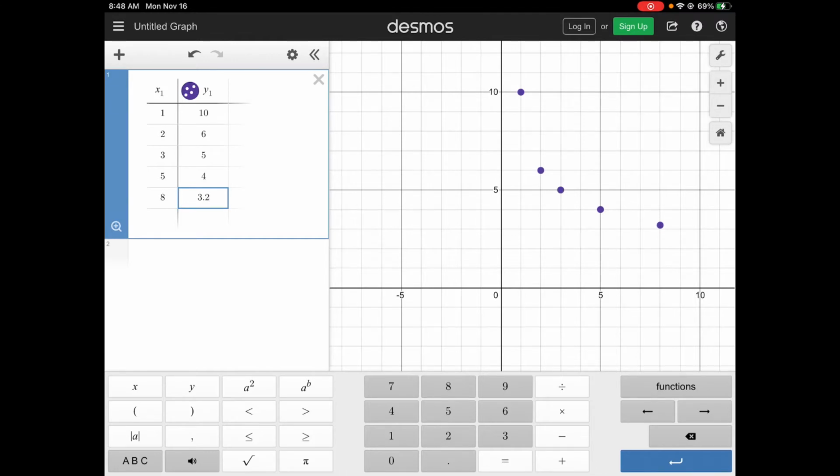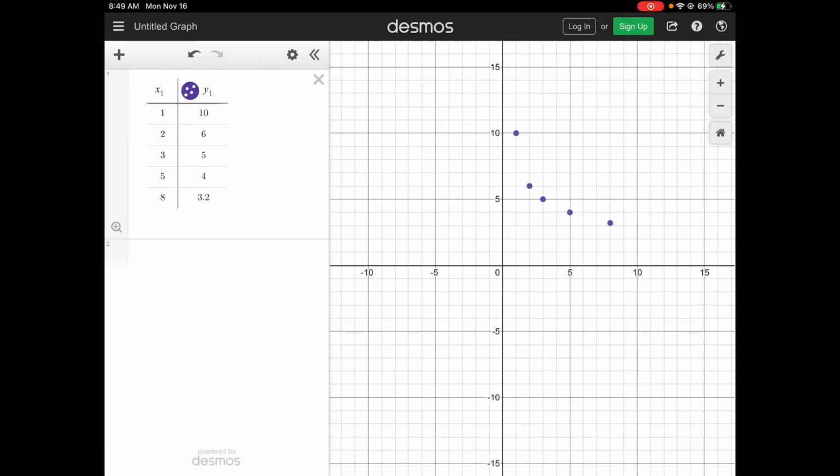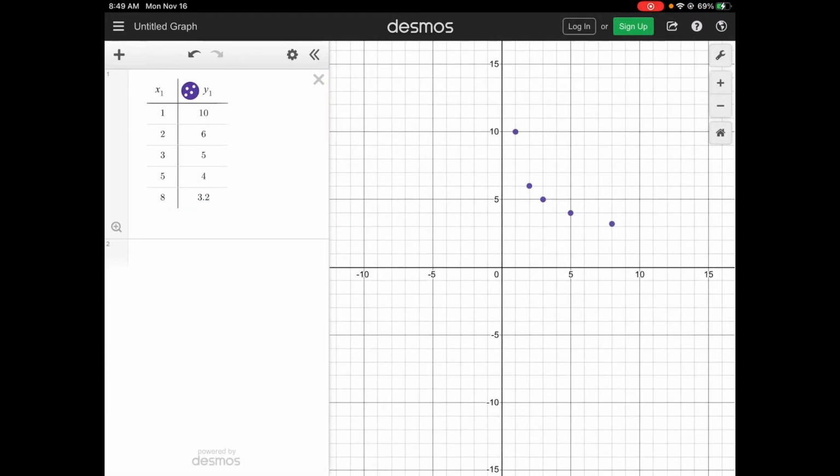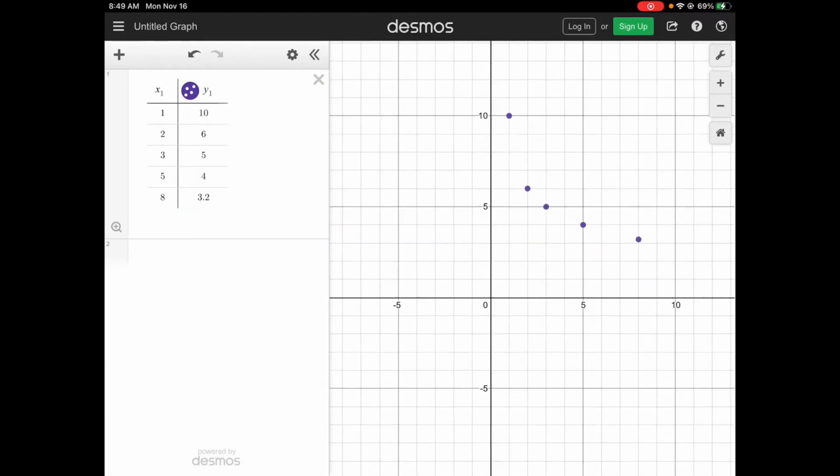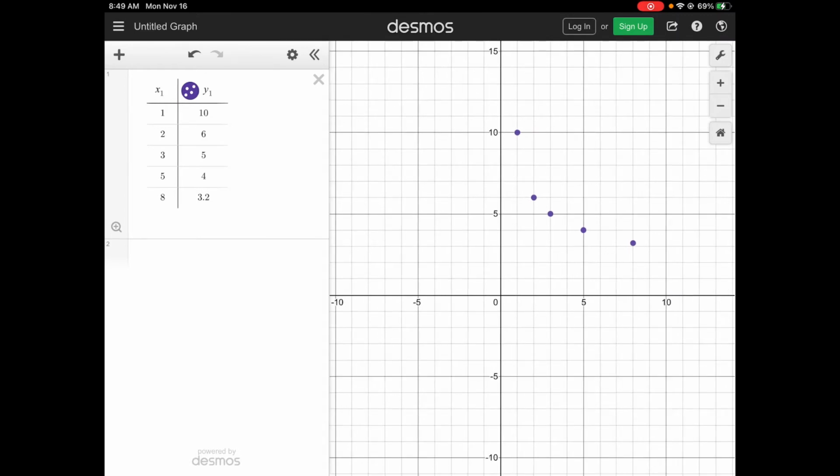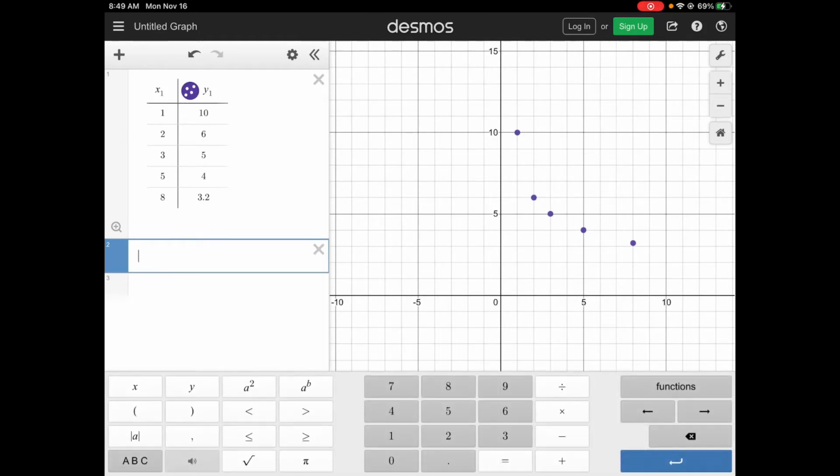Okay, now you notice, as I'm typing this, my data is popping up on the scatter plot, and by using the pinching feature on our iPad, you can zoom in or zoom out. Now, when I look at this data, it could be linear, and so let's practice writing an equation of a line of best fit. So to do that, I am going to tap in box 2, and we're going to tell it where we want our data from.